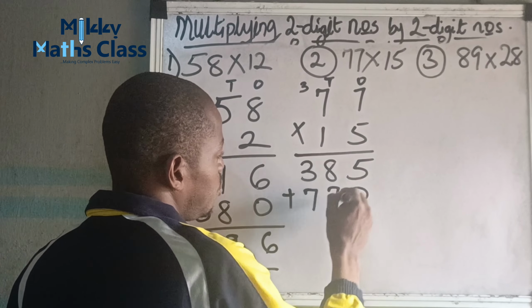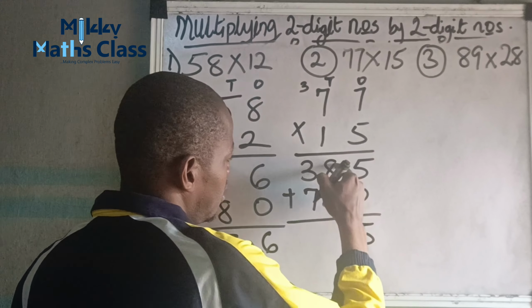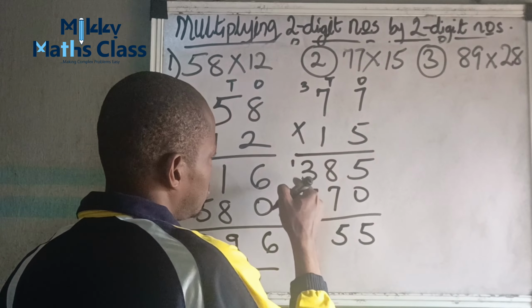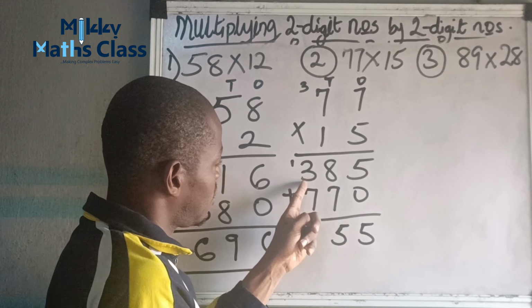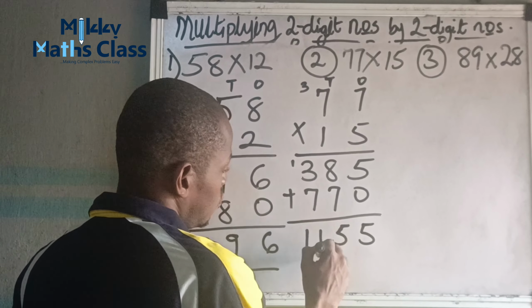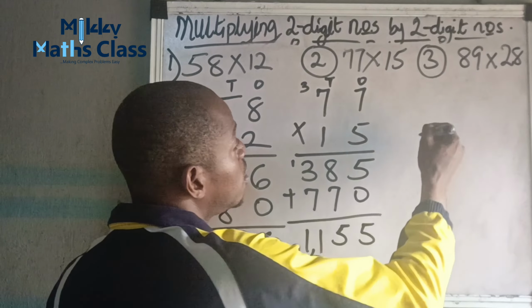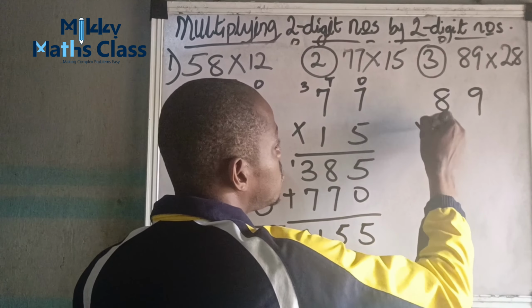So we add, put your 0 here. 5 plus 0 is 5. 8 plus 7 is 15. 5, carry 1. 3 plus 1, that's 4. Plus 7, that's 11. So that's 1155.